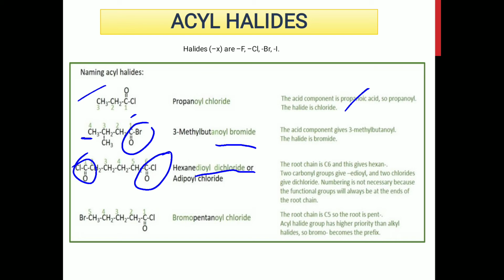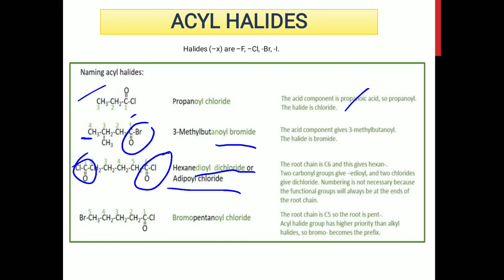So the root chain is C6 and this gives hexane. For two carbonyl groups we use dioyl, and for two chlorides we use dichloride, and numbering is not necessary because the functional groups are always at the ends of this root chain and both are the same. And finally we got the name hexanedioyl dichloride. And there is also another common name for this particular structure, adipoyl chloride.